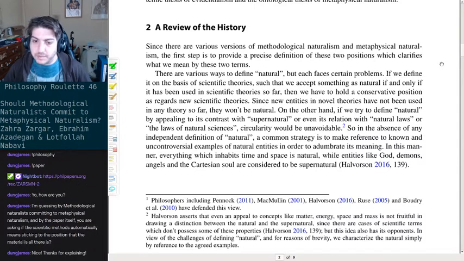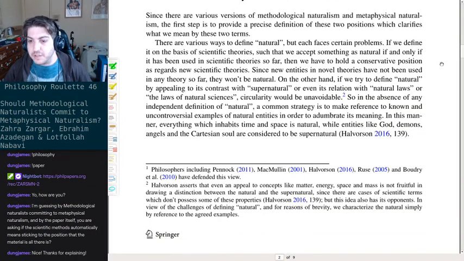So in the absence of any independent definition of natural, a common strategy is to make reference to known and uncontroversial examples of natural entities in order to adumbrate its meaning. In this manner, everything which inhabits time and space is natural, while entities like gods, demons, angels, and the Cartesian soul are considered supernatural.